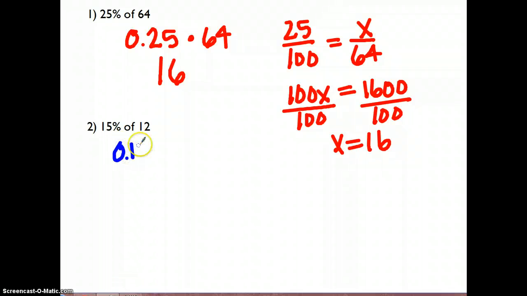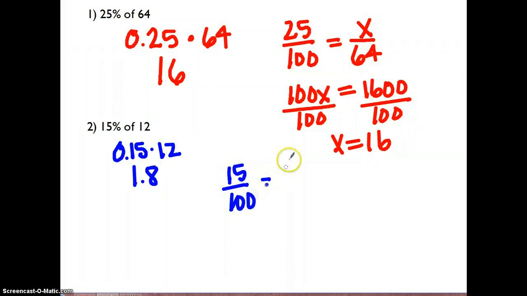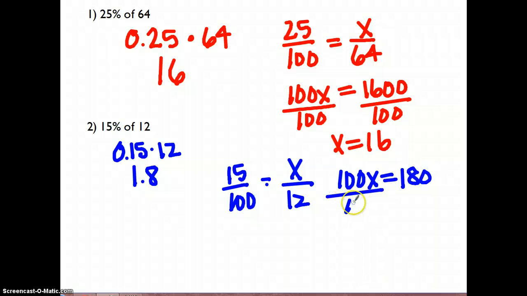Number 2, 15% of 12. Decimal method first, 0.15 times 12. Plug that into your calculator, and you get 1.8. If I want to do the proportion method, I set it up 15 over 100 equals x over 12. And 100x equals 180. Divide both sides by 100. And x is equal to 1.8. So no matter which way you choose to do it, either the decimal or the proportion, you'll get the same answer.